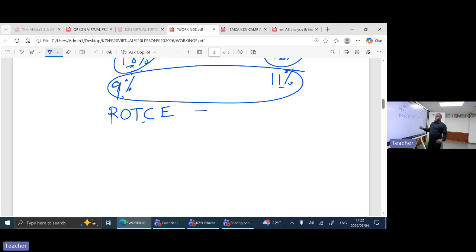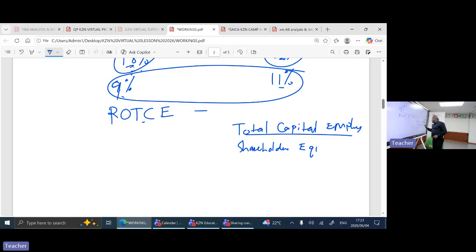So the formula here for this one, as we all know, will be the net profit before tax plus interest on loan over total capital employed. What is total capital employed? Total capital employed is made up of shareholders' equity plus your loan. This is your total capital employed.